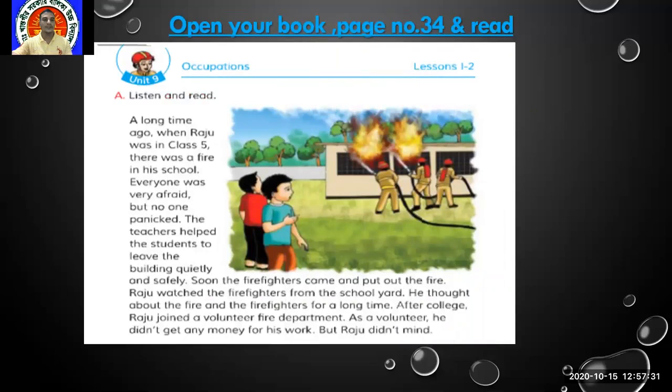A long time ago, when Raju was in class 5, there was a fire in his school. Everyone was very afraid, but no one panicked. The teachers helped the students to leave the building quietly and safely. Soon, the firefighters came and put out the fire. Raju watched the firefighters from the schoolyard. He thought about the fire and the firefighters for a long time. After college, Raju joined a volunteer fire department. As a volunteer, he didn't get any money for his work, but Raju didn't mind.